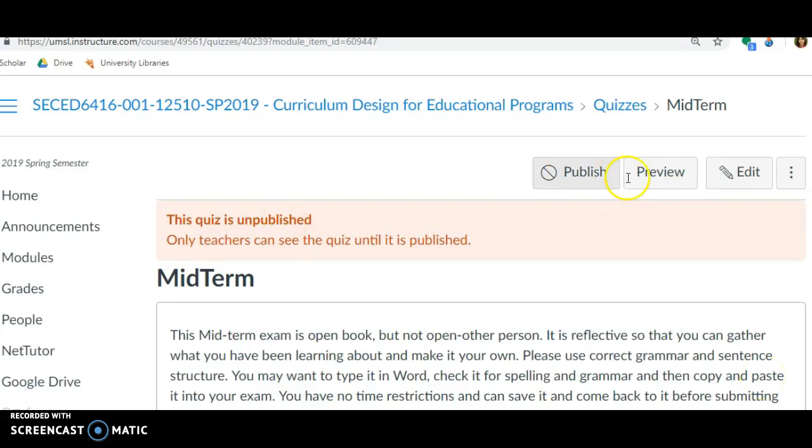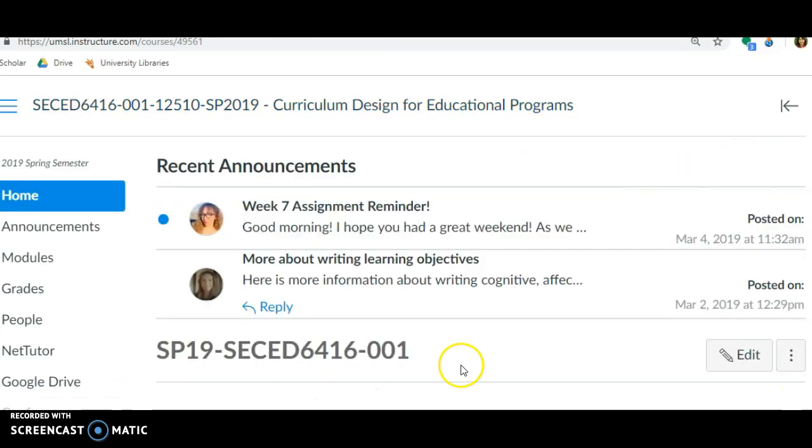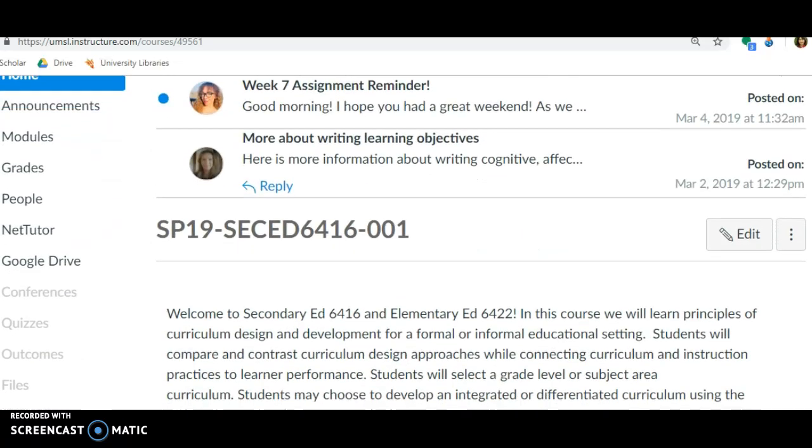Okay, so this is not published. You do not have a midterm exam. It is the paper. That's what your midterm is. So I look forward to hearing about your data-driven decision-making and evidence-informed decisions and reading your midterm papers.